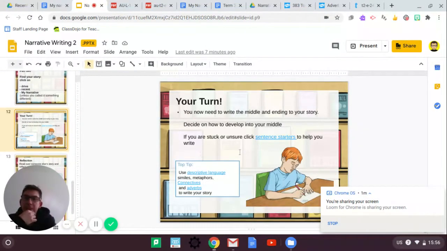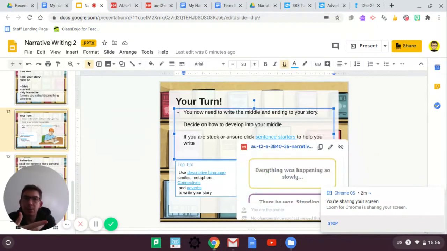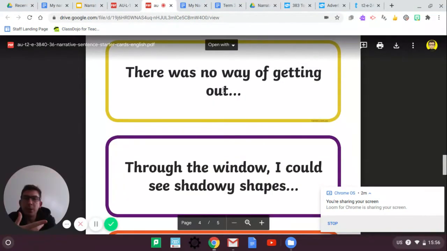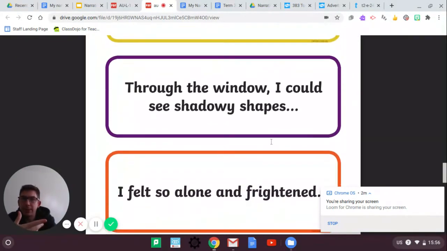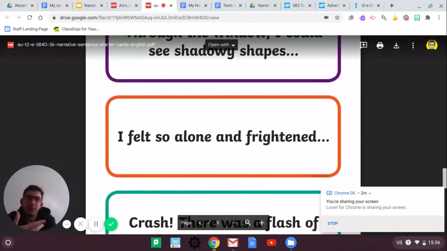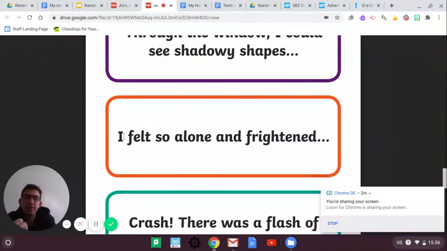If you click on this slide, there are resources here to help. Okay? If you're stuck or unsure about how to start your sentence, click on this. It comes up with some good sentence starters. There was no way of getting out. Through the window, I could see shadowy shapes. I felt so alone and frightened. Alright, so you can change that letter I, the pronoun, to one of the characters in your story. Anna felt so alone and frightened.